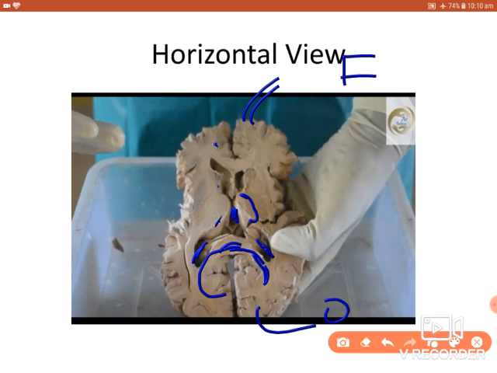You can clearly see this internal capsule. This is the anterior limb. This is the genu. This is the posterior limb. Here, this is the retrolentiform part.